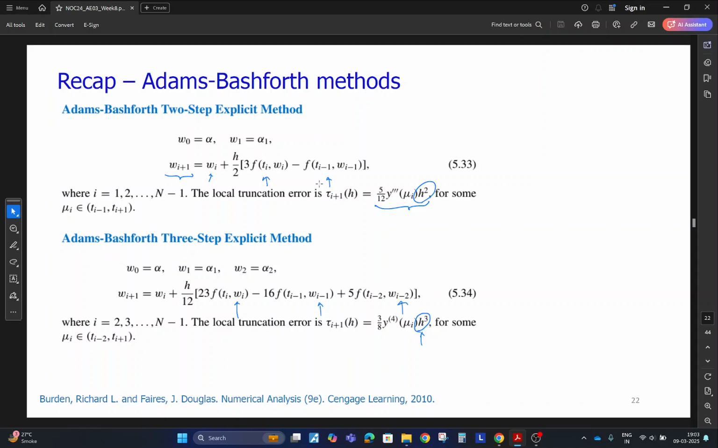Next, we'll be discussing something called the Adams-Bashforth methods, and we'll be working with both the explicit and the implicit methods. But before that, let us take just a short break, and when we resume, we'll be discussing the implicit and explicit Adams-Bashforth methods.